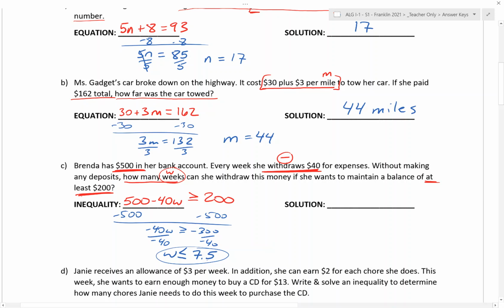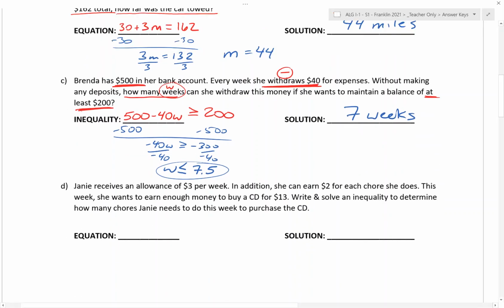So in this case, we shouldn't round up. We should leave it at 7 weeks. So that's our solution there, 7 weeks. Because 8 weeks would be too much, because our solution has to be less than or equal to 7.5. So the biggest integer that's less than 7.5 is 7.